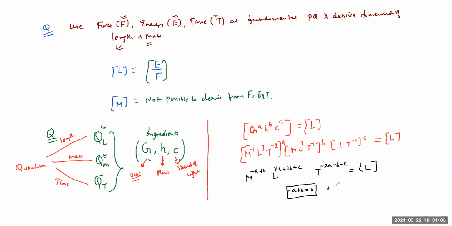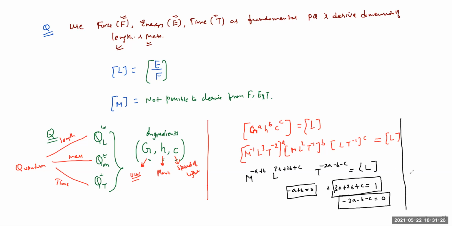And 3A plus 2B plus C is L, which is 1. And minus 2A minus B minus C equals 0. So you have 3 equations to solve.